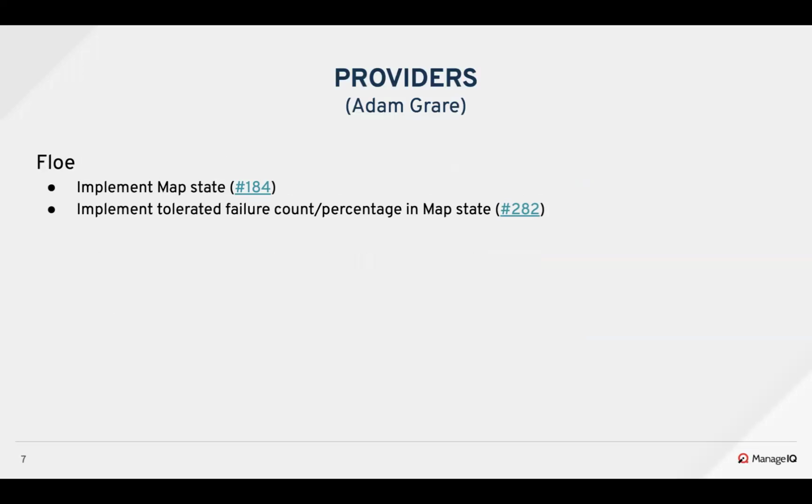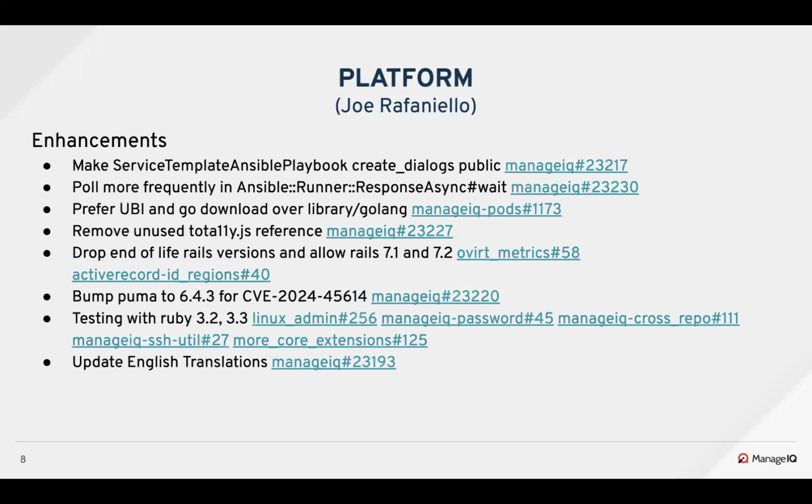And for Flow, this one's been open for a while, but we finished up implementing the map state, which is a state which allows you to run essentially a sub workflow against an array of inputs. So if you have an array in your input, you can run the same task against each item in that. And we also implemented the tolerated failure count and tolerated failure percentage in the map state. So if you want to say anything less than 50% failure rate, count the map state as success, you can do that. And next slide, over to Jim.